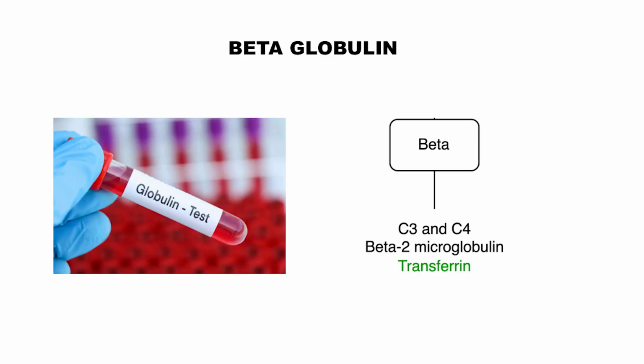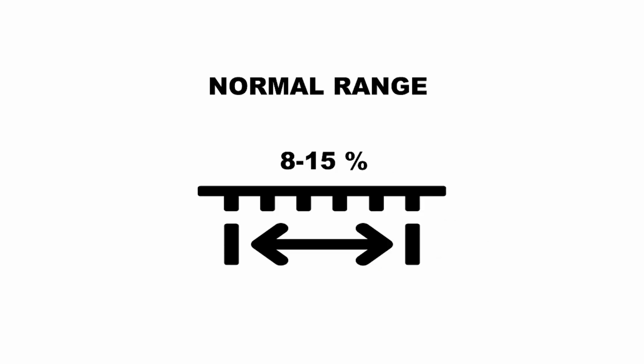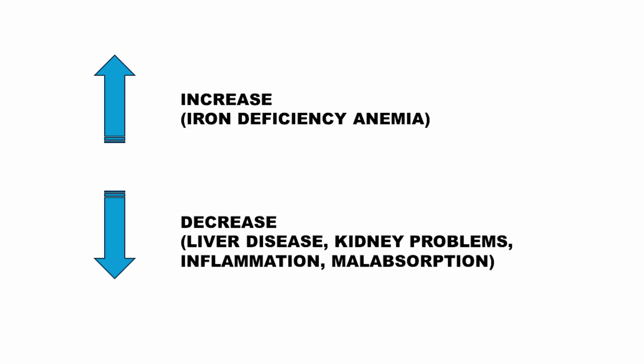Beta globulins are a group of liver produced plasma proteins which include transferrin and LDL that act as carriers for iron, lipids, and hormones while supporting immune function. The normal range for beta globulin is 8 to 15 percent. The results can be interpreted as follows: an increase or a decrease.